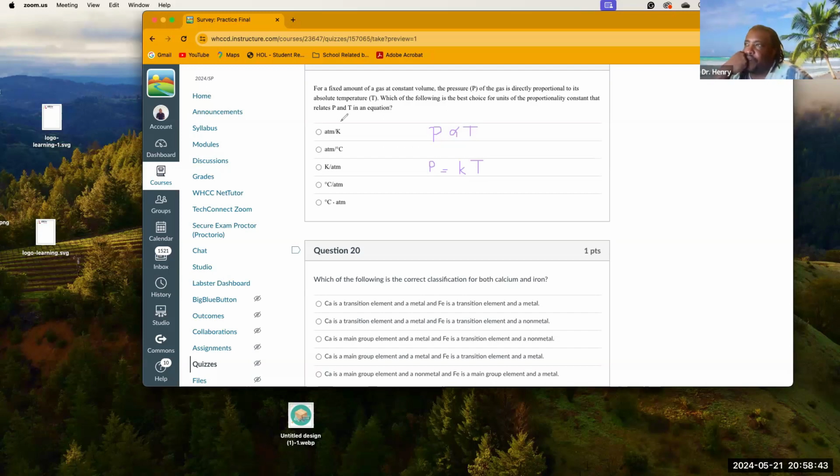So we know that units for temperature, and they tell us absolute temperature. So what does that mean? Kelvin, that's right. So we're going to be using Kelvin. So we can get rid of this guy, we can get rid of this guy, we can get rid of that guy. So we're going to be using these two options, right? So the units for this to be true, atmosphere is the units that we use for pressure. So do we want atmosphere on top and Kelvin on the bottom, or do we want Kelvin on top and atmosphere on the bottom?